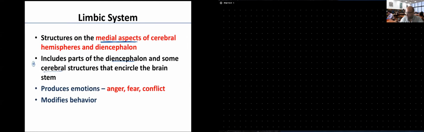But what we need to remember is that the limbic system is a part of the brain that is going to be responsible for the production of emotions like anger, fear, conflict. And those different parts of the brain will work together for the modification of the behavior. So again, the limbic system is going to be producing the emotions and it's going to be responsible for the modification of the behavior.